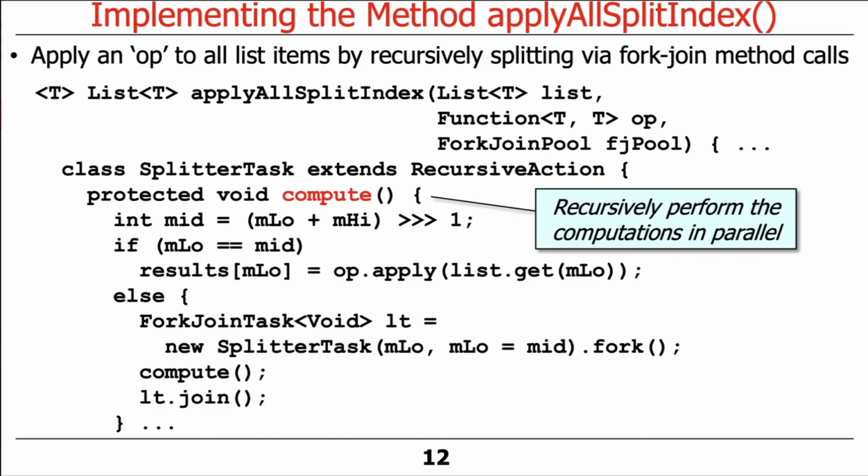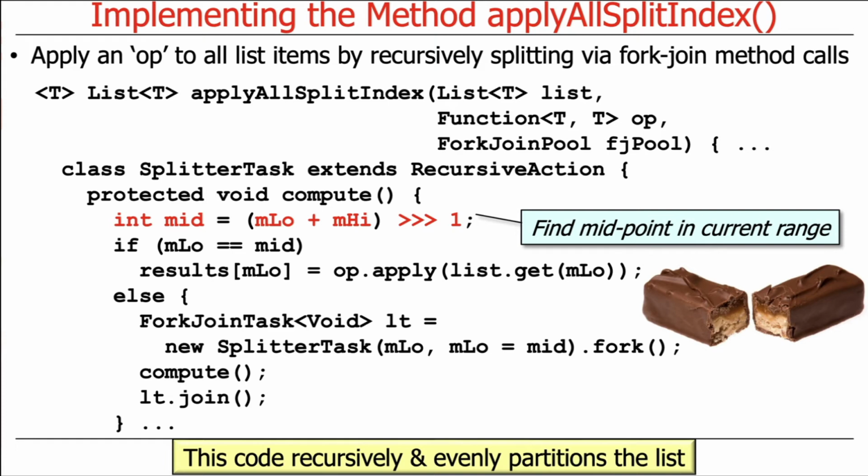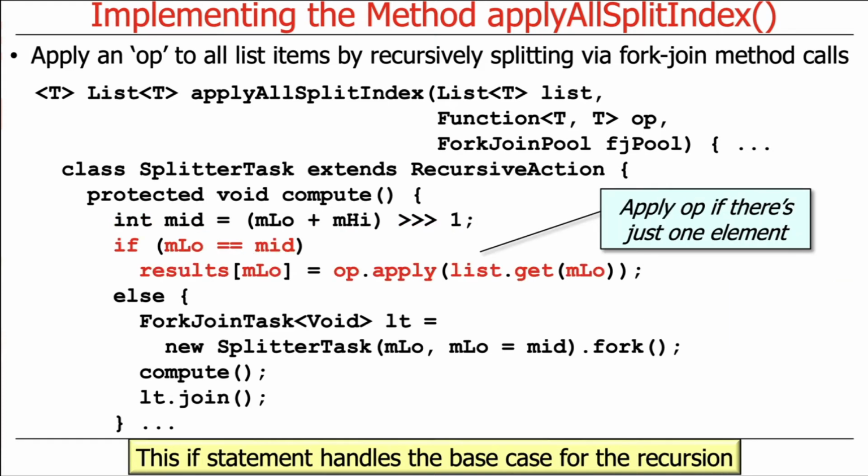Here's what it looks like. It's even more complicated than what we did before, but it's still reasonable once you understand what's going on. So we figure out the midpoint, and then if the midpoint is one element, then there's just one thing to do. We take the list, get that element, apply the function to it, and store it at that location in the results array. The results array is up here somewhere, defined as a local variable. So we're storing it into the array.